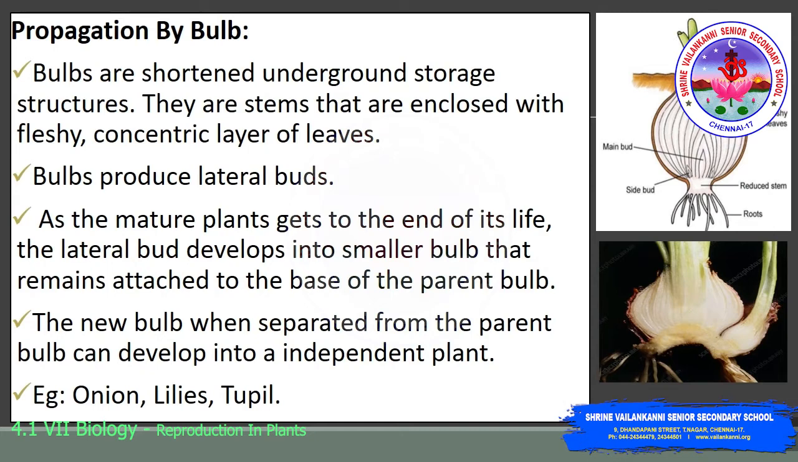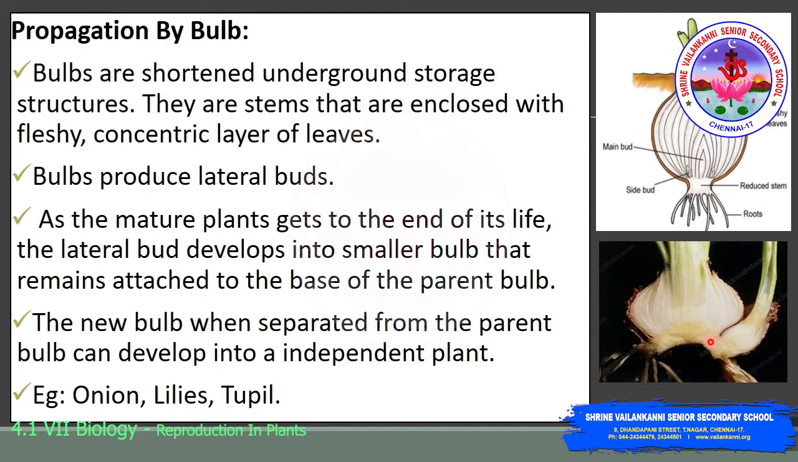The next is propagation by bulb. Bulbs are shortened underground storage structures. They are stems that are enclosed with fleshy concentric layers of leaves. The bulbs produce lateral buds, as you can see in this picture.